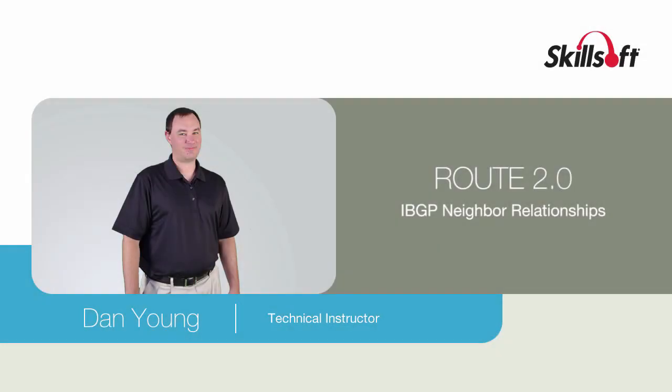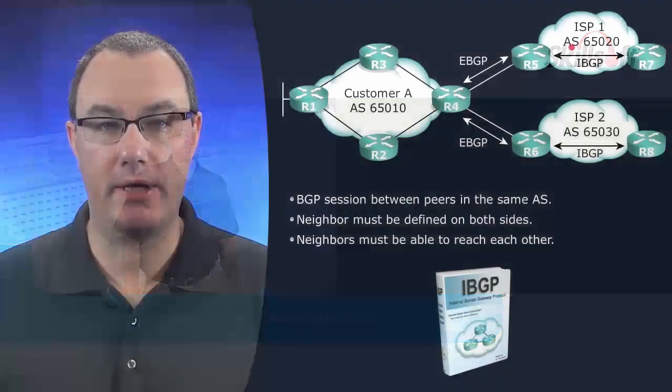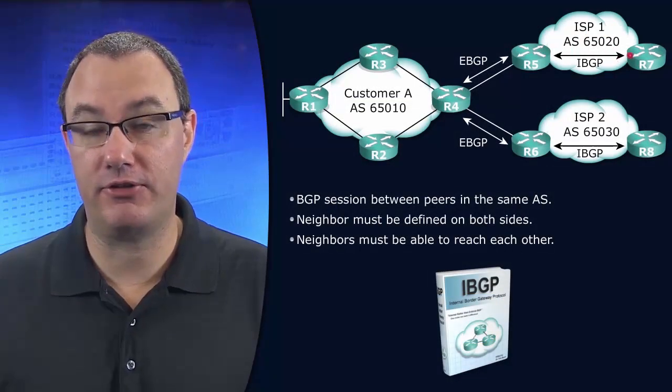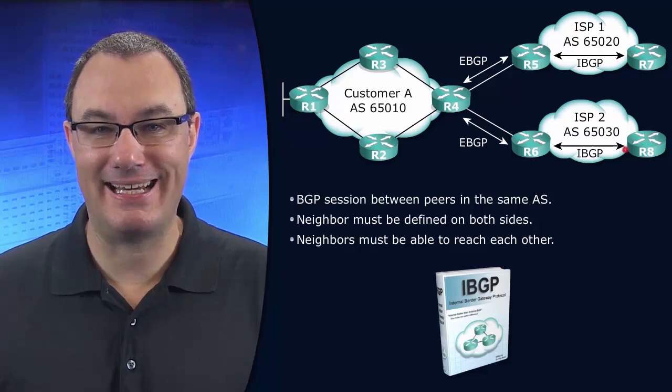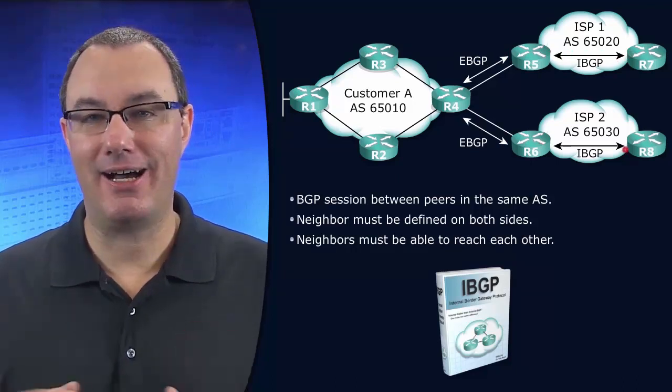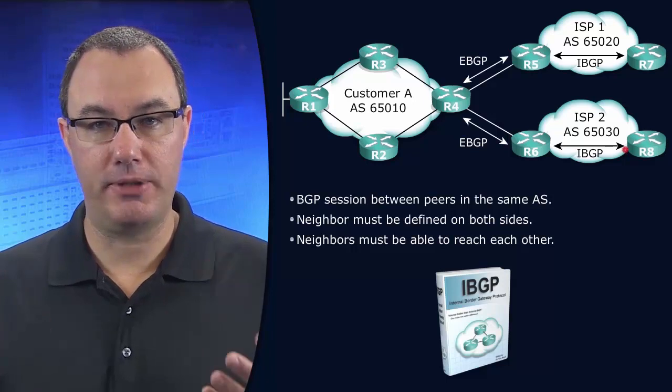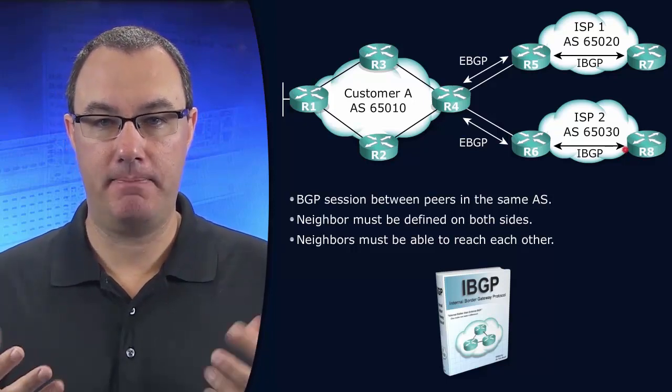IBGP neighbor relationships occur when we have two routers running in the same autonomous system, 5 and 7 for instance. 6 and 8, those would be IBGP peers. So we have external BGP and internal BGP.